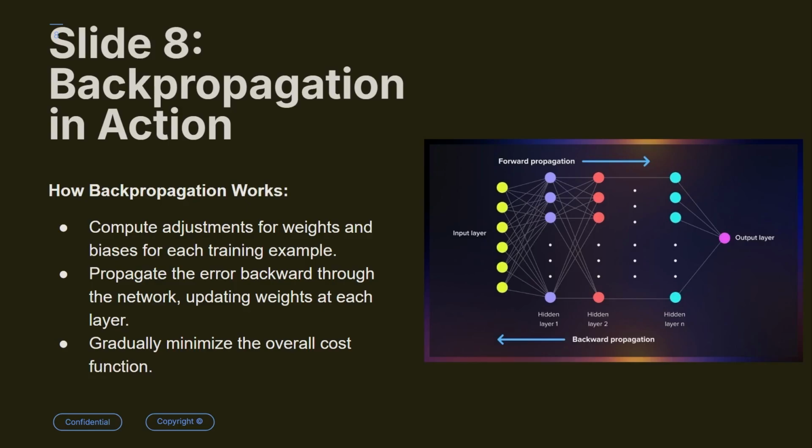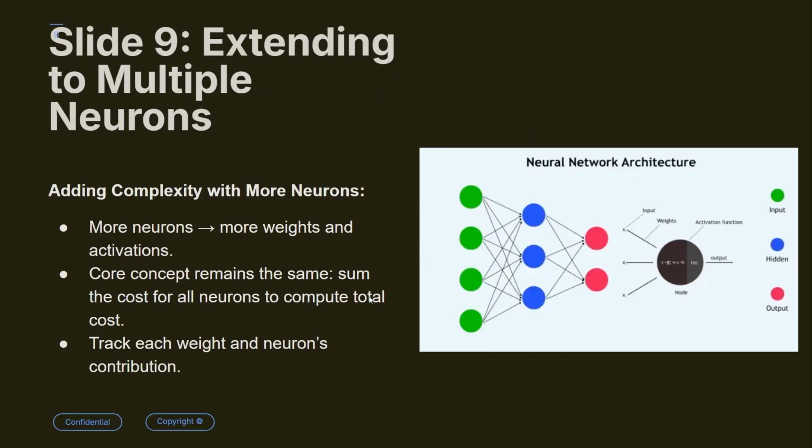Starting from the final layer, we propagate the error backwards through the network, adjusting the weights at each layer based on how sensitive they are to the error. This allows us to update the model step by step, gradually minimizing the cost. Next, we're going to be talking about extending to multiple neurons.